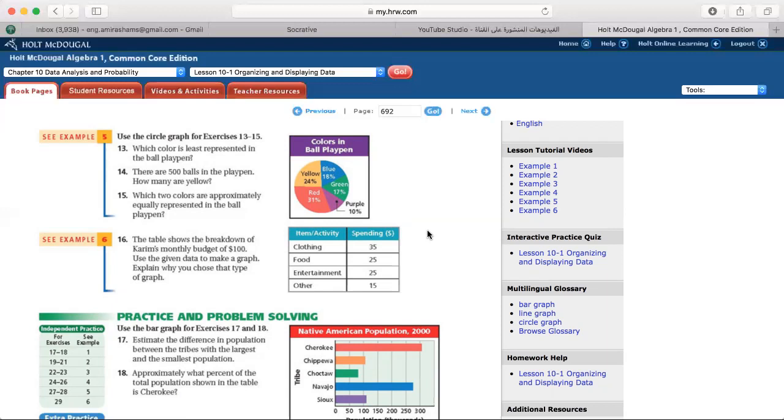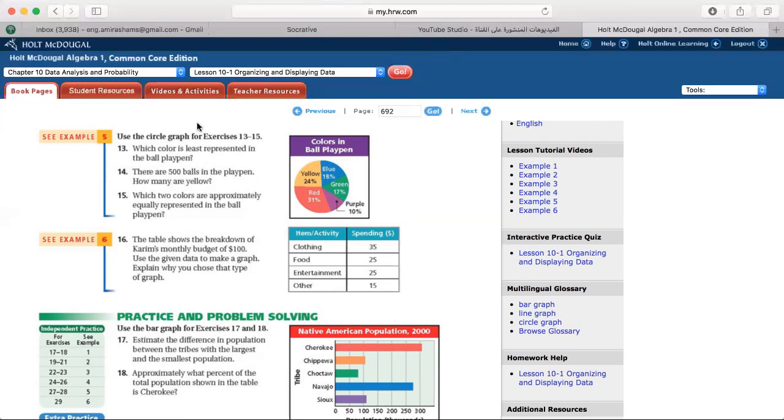Question 13. Which color is least represented in the ball play pen? Who can answer me? Least. When it is least, I'm going to search for the smallest section or the smallest part in the circle graph that I have here.